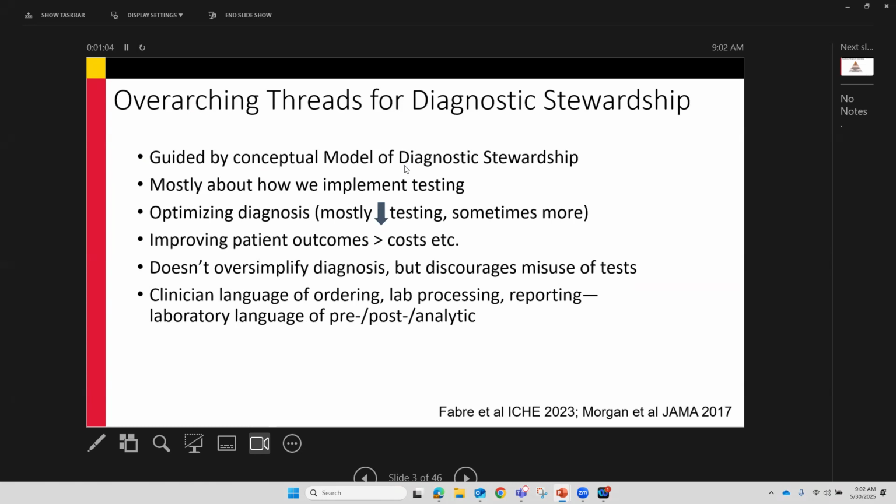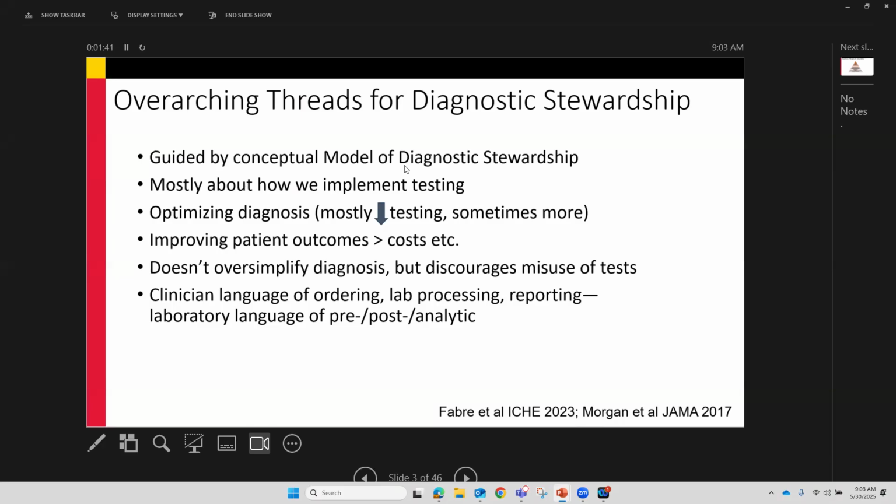And I think that as we get more and more tests, it's easy to realize that they aren't always good. They can be helpful when used in the right way, but they can be unhelpful if used without thinking. Some overarching threads that I'll hit on again as we go through this: there's a conceptual model for diagnostic stewardship. It's a pretty straightforward one. This is really about how we implement tests. So it's not just how doctors choose to test or not, but how they are in the system, and how you can make them be used more effectively by putting time into how they appear in the electronic health record, or whatever system you use to order tests.